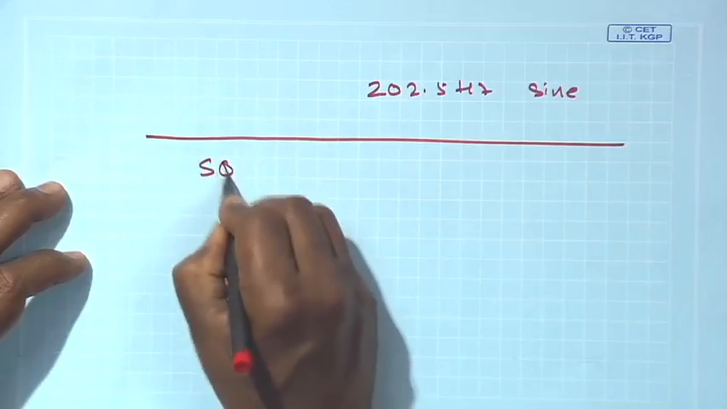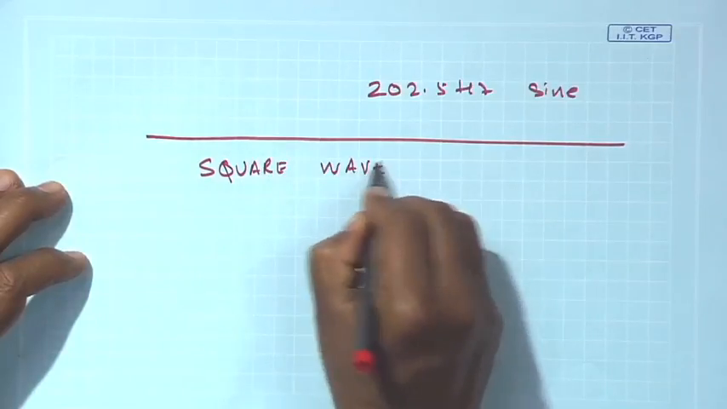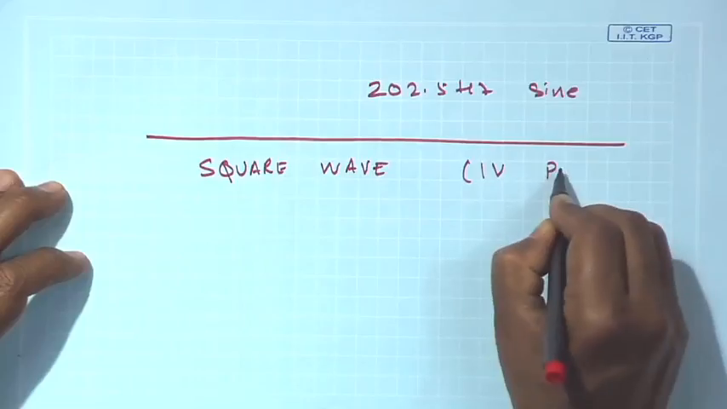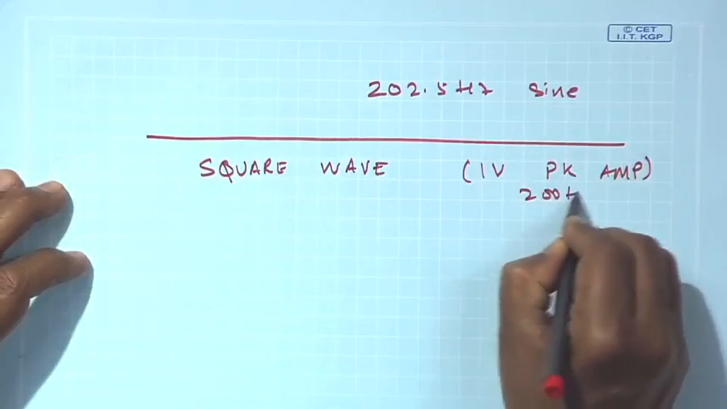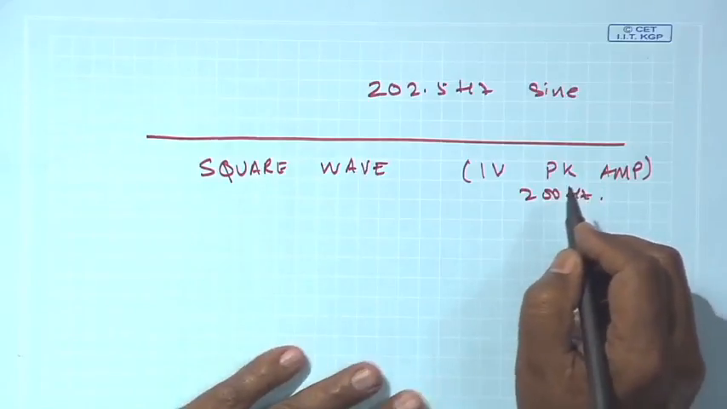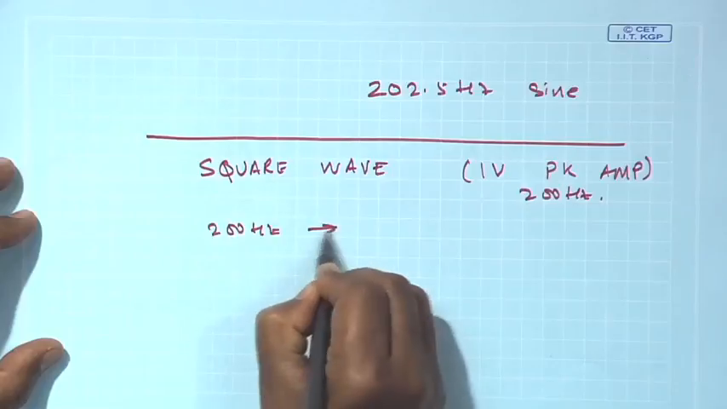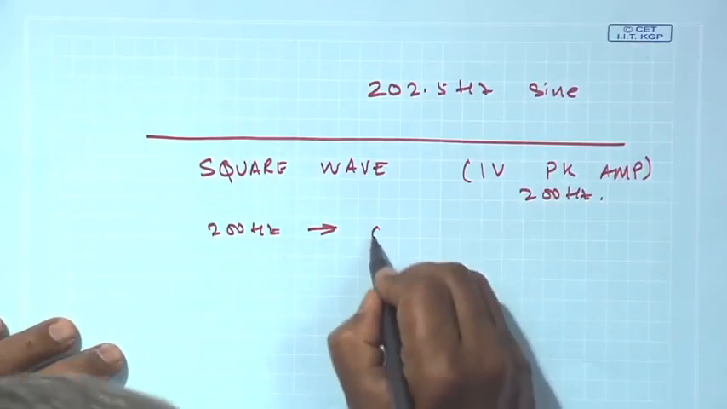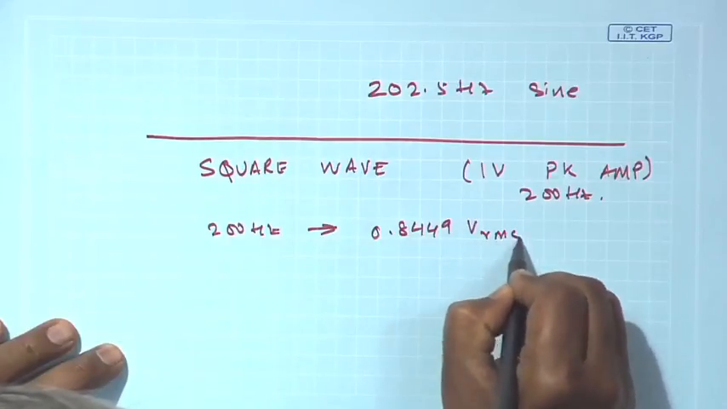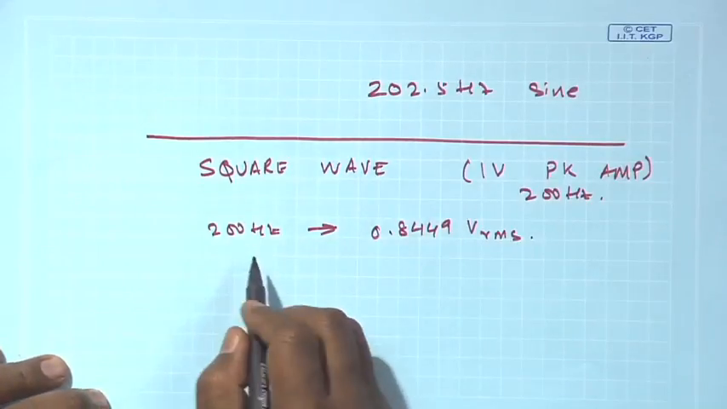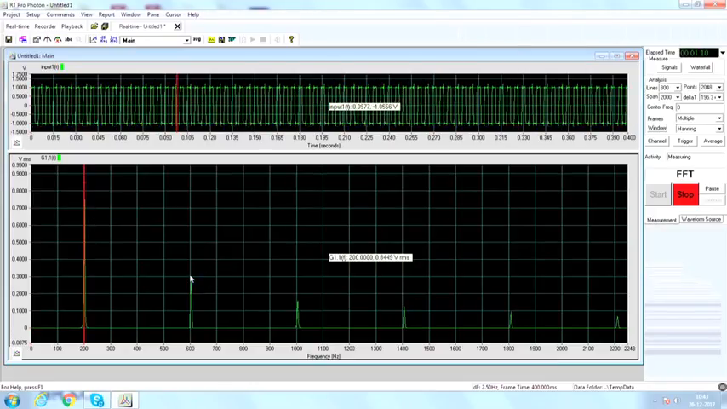For a square wave of one volt peak amplitude at 200 hertz, I have seen that at 200 hertz this is 0.8449 volt RMS. The next harmonic is 3 times that, and that is at 600.